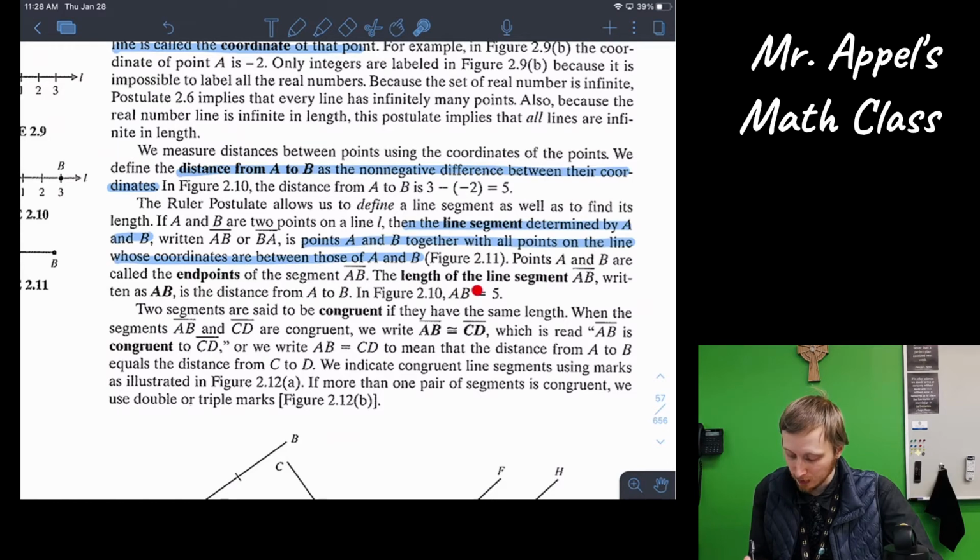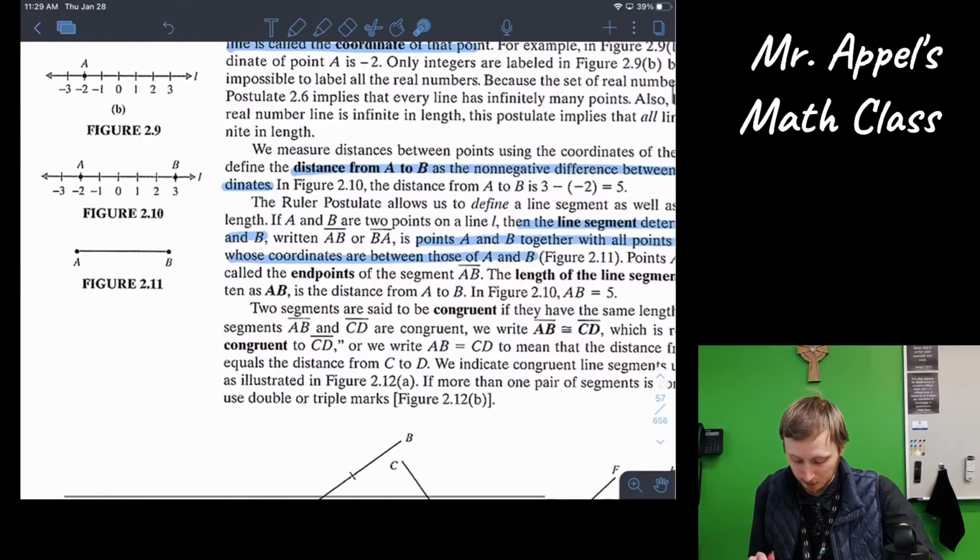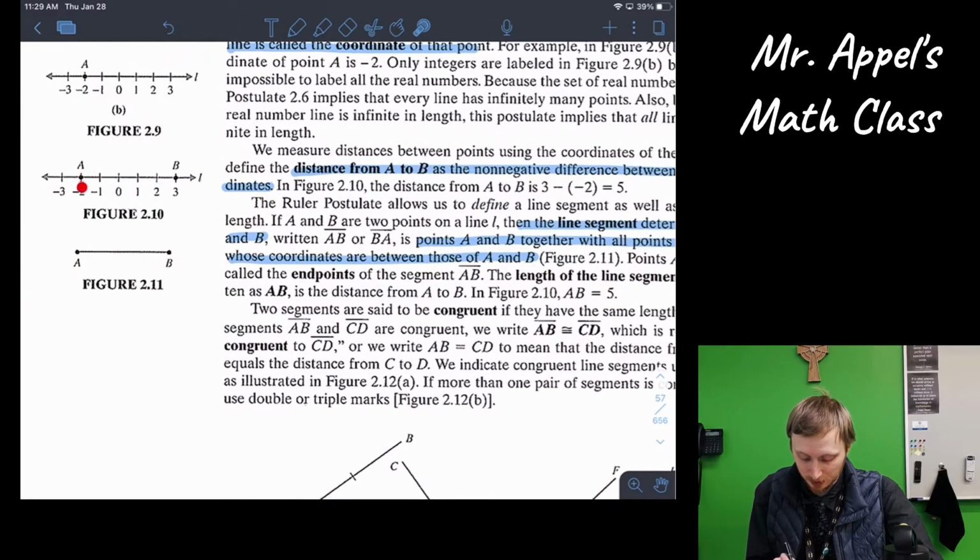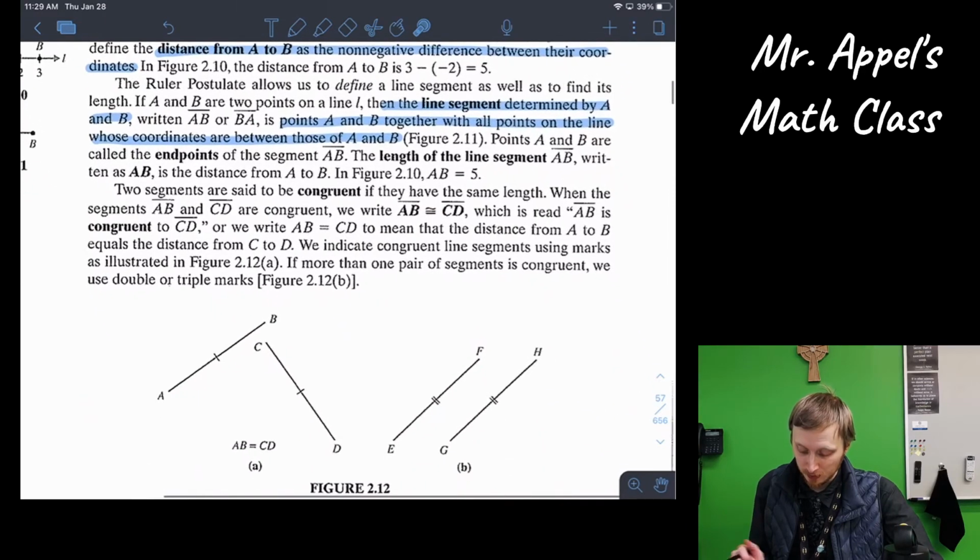The length of the line segment AB, written as AB, so notice we drop the little bar over top, is the distance from A to B. In figure 2.10, AB equals 5. Because this AB is taken directly from here, it has the same length of 5 units. Now, two segments are said to be congruent if they have the same length.